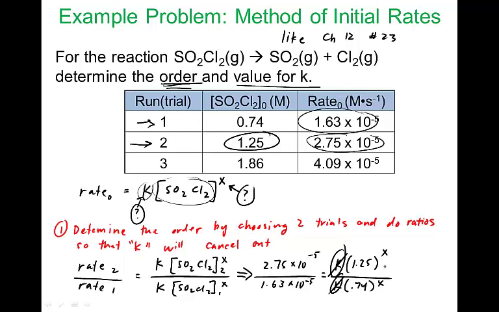So if you take 2.75 and divide it here, you should get, so this right here should be 1.7, and then this right here is 1.7 to the x. So therefore x must equal 1. Okay, so this reaction is first order, and it says now solve for k.